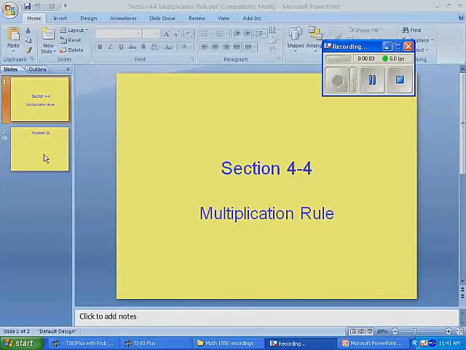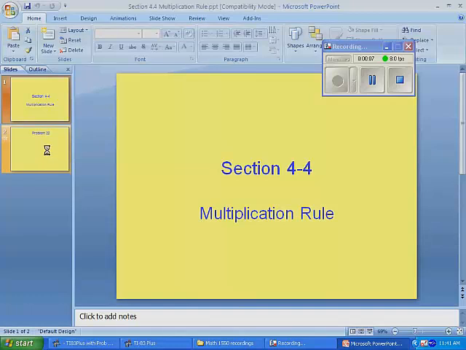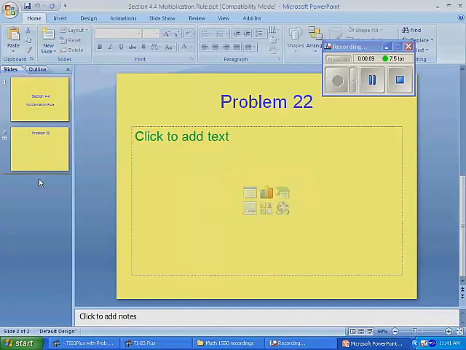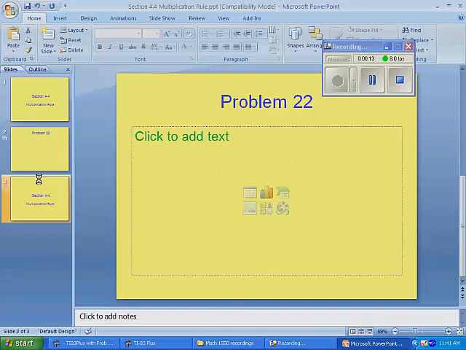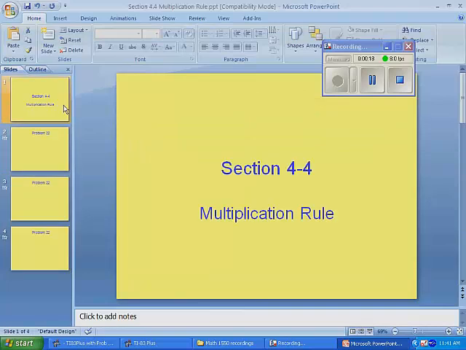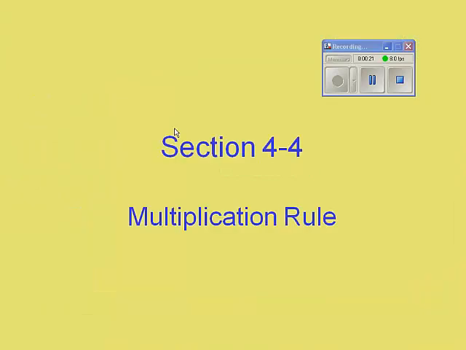Multiplication rule. Oh, I can see already I'm going to need a bunch of blank slides. So that's probably enough. Oh, that's working. Here we go. Multiplication rule.